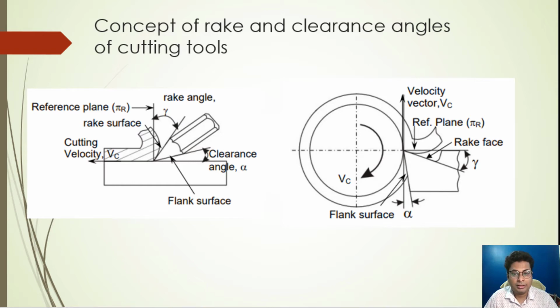Now, clearance angle is the angle of inclination of clearance or flank face from the finished surface. As we can see, after the material has been removed in form of chips, this is the machined surface. The angle which this machined surface makes with the flank face of the tool is known as your clearance angle. I think this part is clear to everyone. If it is still not very clear, we will be discussing it in the classes which we will be having.